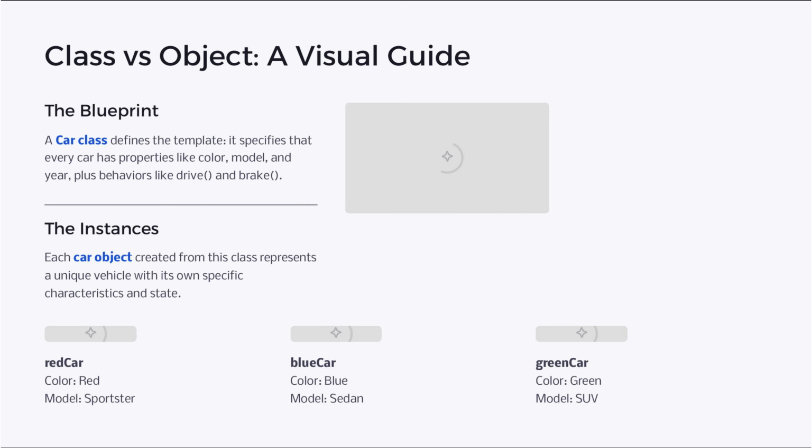A car class acts as a blueprint, detailing properties like color, model, and year, alongside behaviors such as drive and brake. Each car object, like red car, blue car, or green car, is a unique instance with specific attributes, such as color and model, derived from this class template.